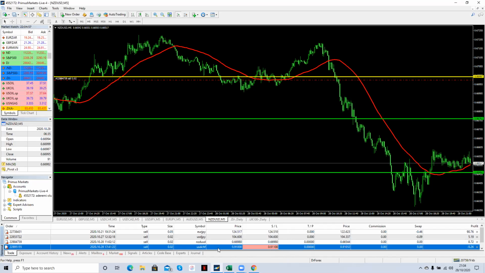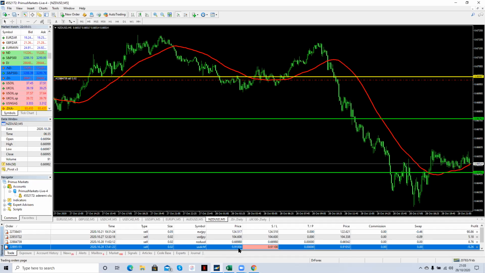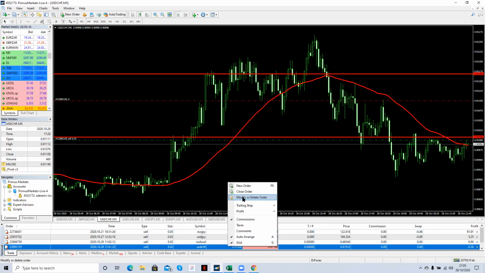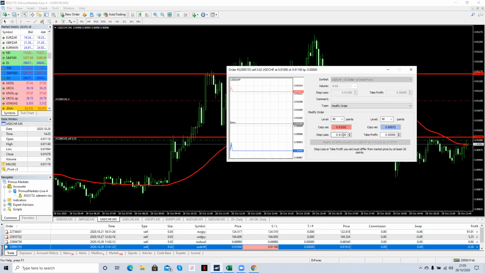In fact, let me show you what I mean. You can see here on this dollar Swiss franc that I'm currently losing -0.26. Let me go to the chart itself. If I try and bring the stop loss to the opening level of 91.00, you can see it will not allow me.